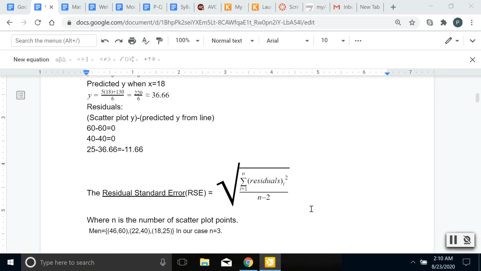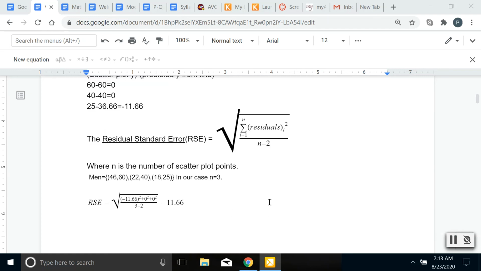Okay, so now let's compute the RSE for our case here. So doing that, plugging into the formula, we're going to take our first residual, actually we'll take the negative 11.66 guy, I have it squared here, then take the next residual 0, so it'll be 0 squared, next residual 0 squared, divided by n. In our case, we said n is 3, subtract 2, square root of this whole thing. So that will be our RSE. So you can check if you work this out, it just becomes 11.66.